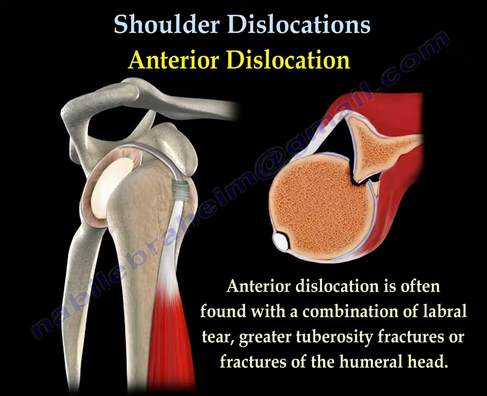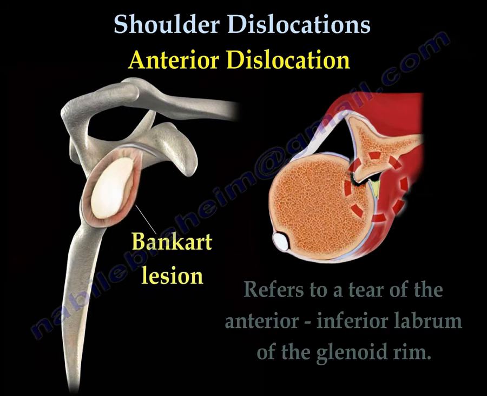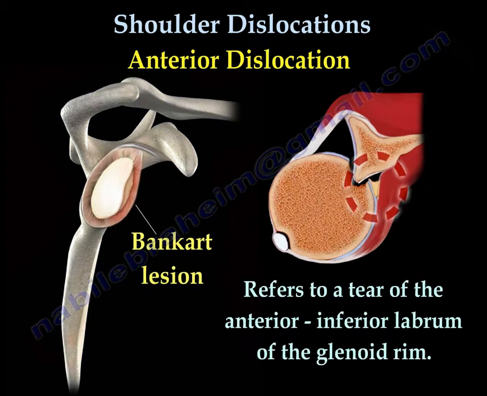This anterior dislocation is often found with a combination of a labral tear and greater tuberosity fracture or fracture of the humeral head, called Hill-Sachs lesion. Bankart lesion. It is a tear of the anterior inferior labrum of the glenoid rim.